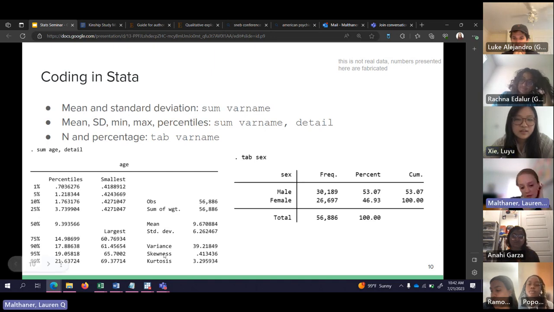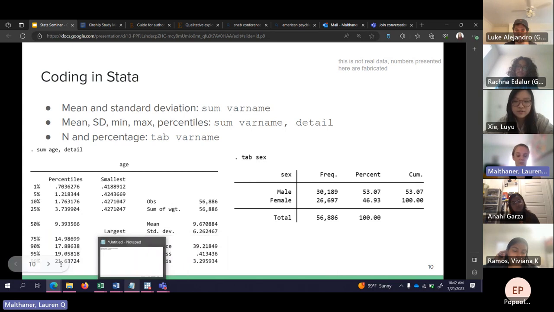I guess too, sorry, one more thing. Variance and skewness and kurtosis, oh gosh, I wish I had a data set up to show you. They're just ways to explore your data and see how your variables are behaving. For skewness, are your continuous variables following along the bell-shaped curve? It just gives you some information on that. Is it normally distributed, all of those things.